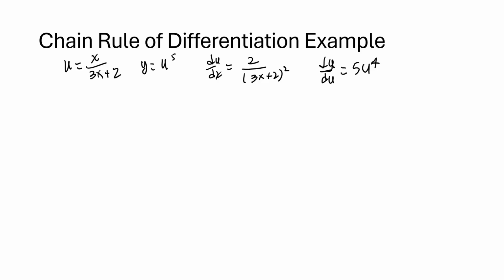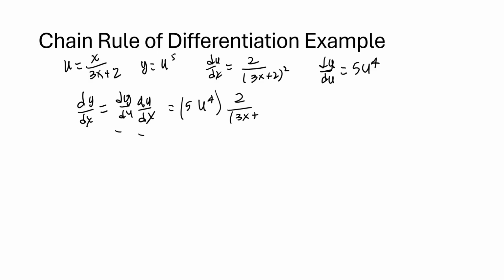Now in our chain rule, we've got to calculate dy/dx is equal to dy/du times du/dx. There's our chain rule. So let's substitute those values in there. The dy/du is going to be 5u to the fourth power. That's our first term. Now the du/dx is 2 divided by the quantity 3x plus 2 squared. There's what we have now.